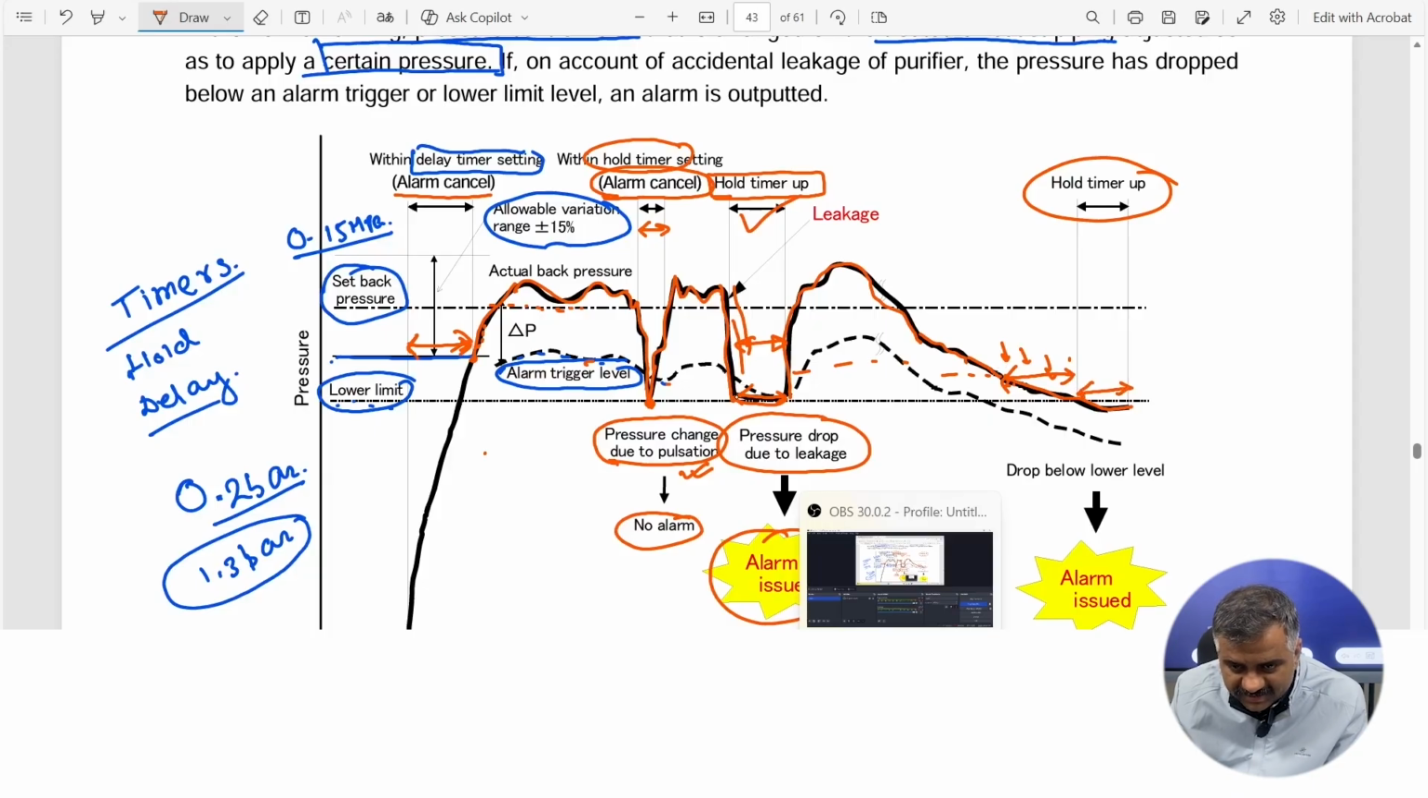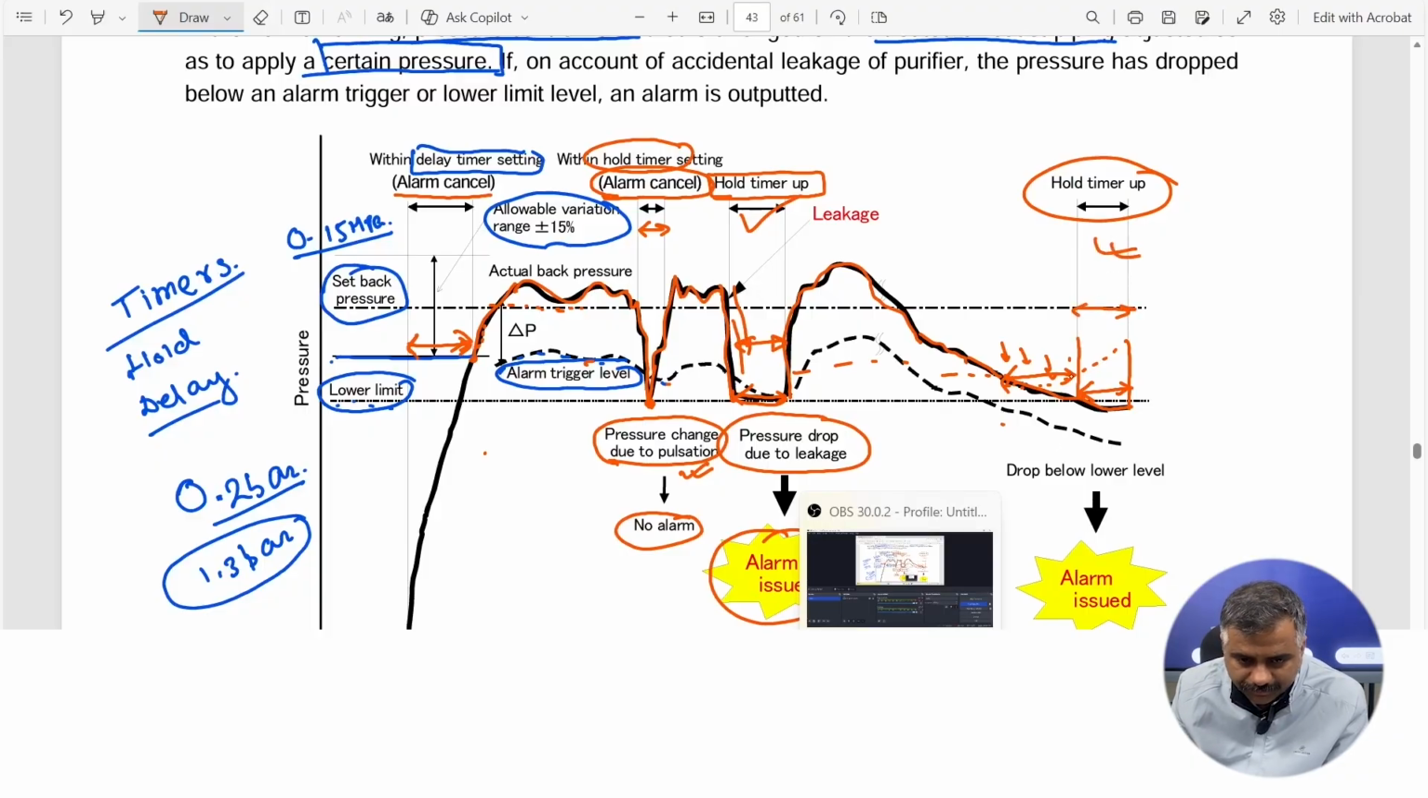So the hold timer generally has a set time period to adjust, but it will act only when it observes that the pressure drop has significantly taken place. After the pressure drop has significantly taken place, the hold timer will measure the time for which the pressure drop was there and give you an alarm. So when the pressure drops below the lower level, the hold timer will give you an alarm.